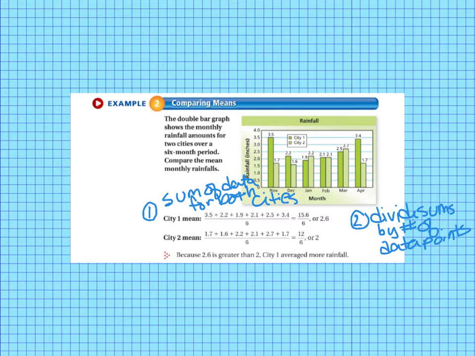And so when we do that for City 1, we have 15.6, that's our sum, and we divide that by 6 and we get 2.6. And for City 2, we have 12, that's our sum, and we divide that by 6 and we get 2. And then our third step is we are going to compare to see which is greater.